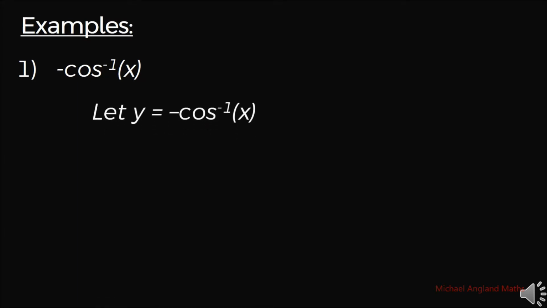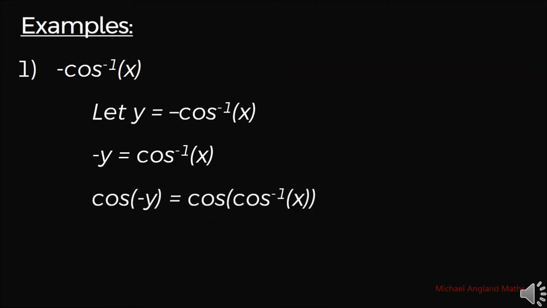We'll start off by letting y be equal to minus cosine inverse of x. Now, just to make the right hand side positive, we'll have minus y equals cosine inverse of x. Now let's take the cosine of both sides, and you'll see very shortly when this is justified. Cosine of minus y is equal to cosine of cos inverse of x, which equals x.